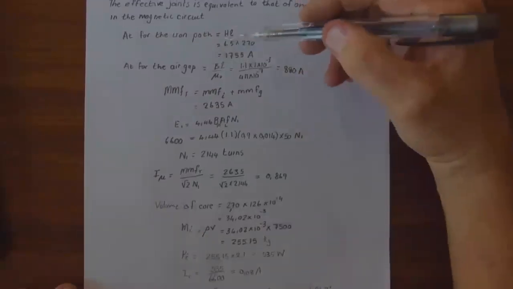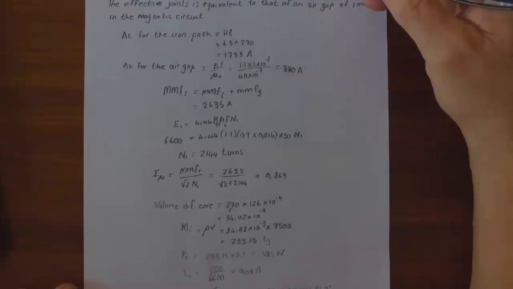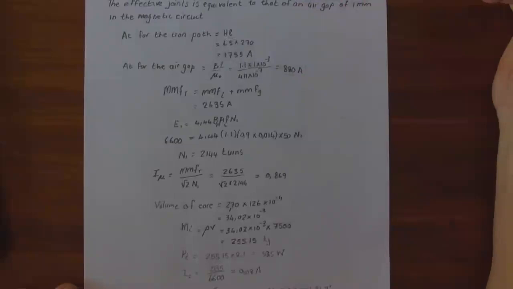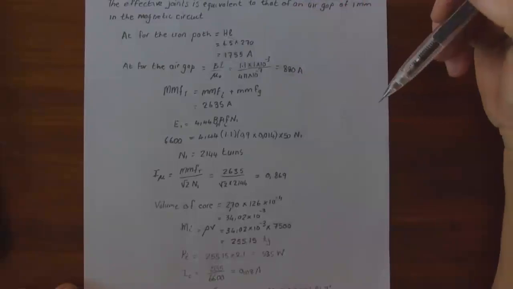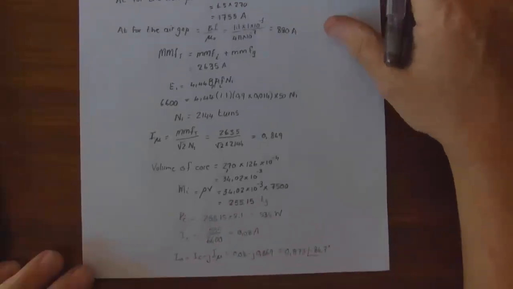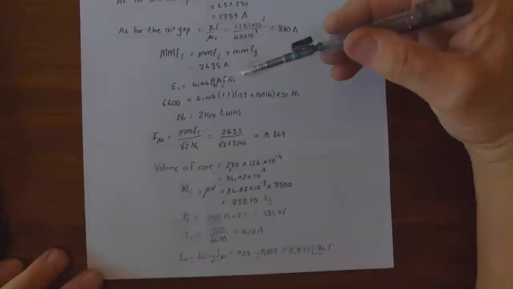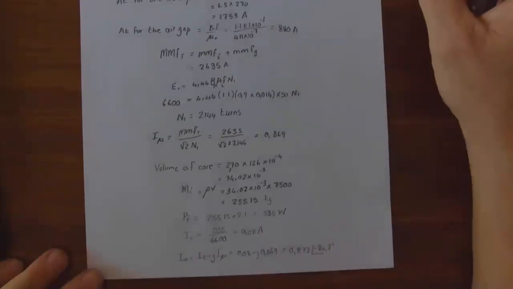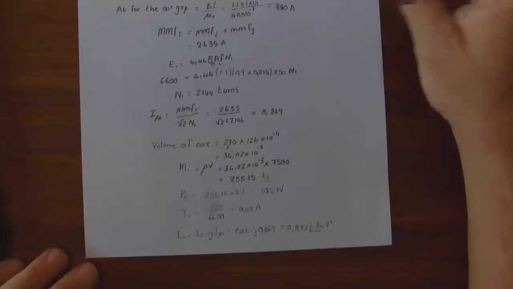So the ampere turns for the iron path is H times L, which is 6.5 times the length, 270 centimeters. And that gives us 1,755 amps. The ampere turns for the air gap is B times L divided by mu naught, which gives us 880 amps. Total MMF, 2635. And the EMF is 4.44 B max, area of the iron, frequency and N1. And we can determine the number of turns, which is 2144.